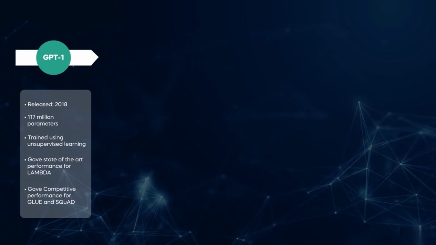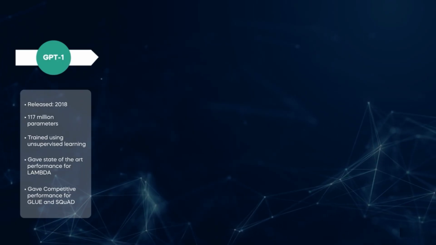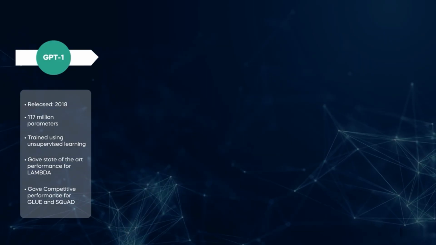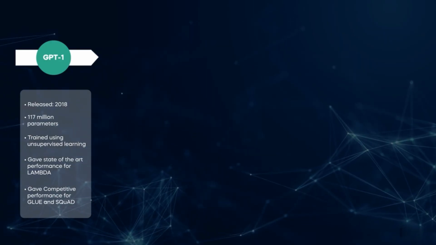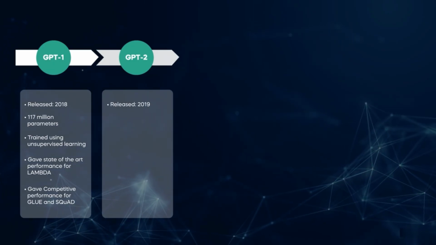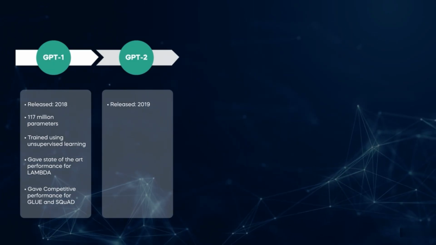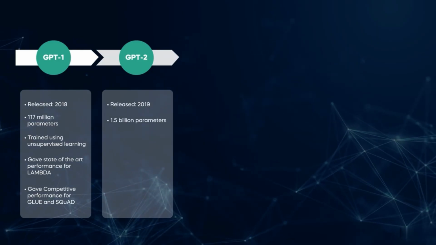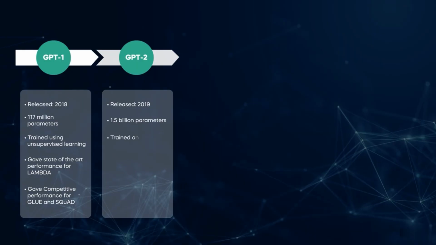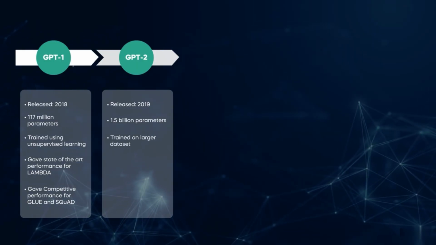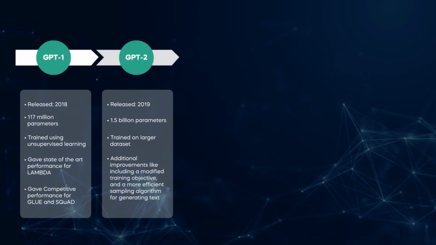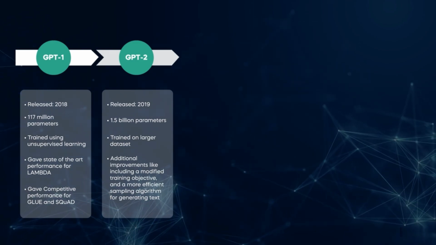GPT-1 demonstrated its capabilities in text completion and generation tasks, but had limitations in understanding context and producing coherent long-form text. GPT-2 was released in 2019, and it was a watershed moment. It featured a significant increase in scale with a staggering 1.5 billion parameters. GPT-2, trained on more extensive and diverse data, demonstrated remarkable advancements in generating coherent and contextually relevant text.